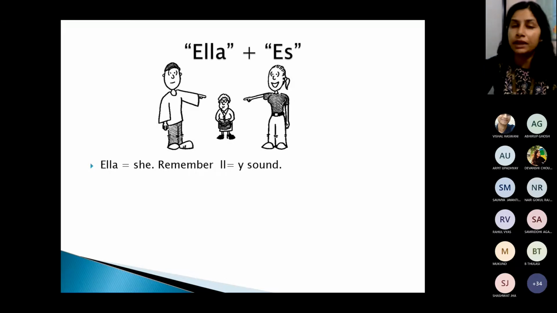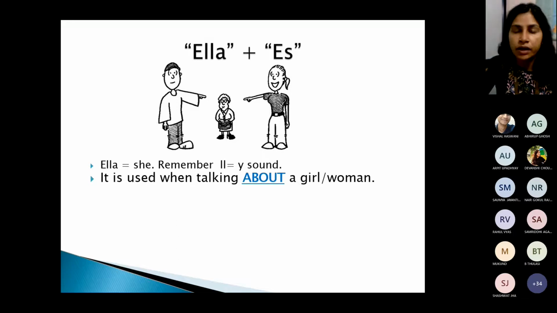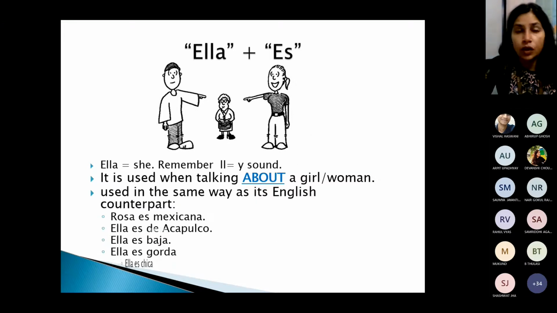Remember this, the double L, the sound is 'y'. It is used when we talk about a girl or a woman, that you know. For example, Rosa es mexicana, Rosa es de Acapulco, Rosa es vaca, Rosa es gorda, ella es chica, or ella es vaca. The name of the girl, or you can use just ella. Noun or pronoun you can use, but it should be in third person, singular.